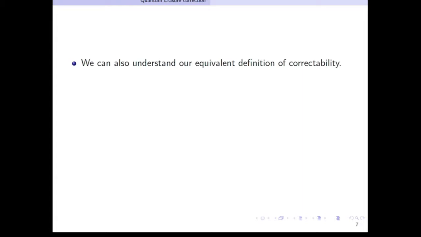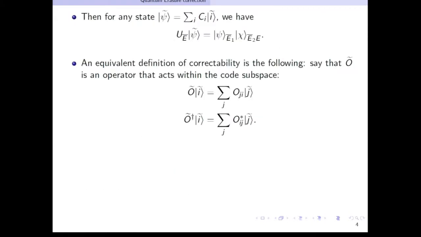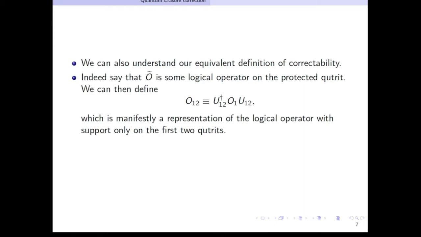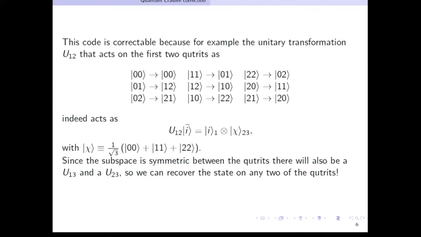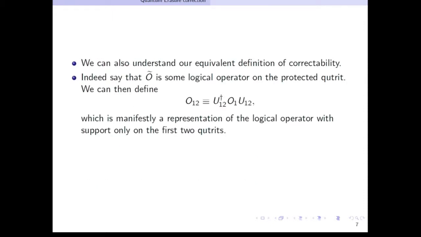Okay. Now, in the model, we can also understand, so this was the state recoverability definition of correctability, but I also gave this other definition in terms of reconstructing the logical operators just on the part that didn't get erased. So we can see that work here too. Say Õ is one of these operators that acts within the code subspace. Well, I can do this. I can define a new operator, O12, where I first act with this U12, so that decodes the message onto the first qutrit. Now, while the message is in the first qutrit, I act with this O1.